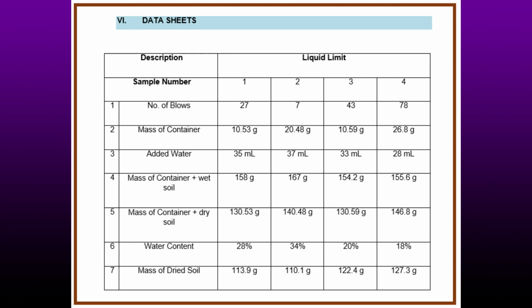For our data sheet, in sample number 1, the number of blows is 27 blows with a water content of 28%, and in sample number 2, it has 7 blows with a water content of 34%, and for sample number 3, it has 43 blows and 20% water content. And for sample number 4, it has 78 blows with 18% water content.